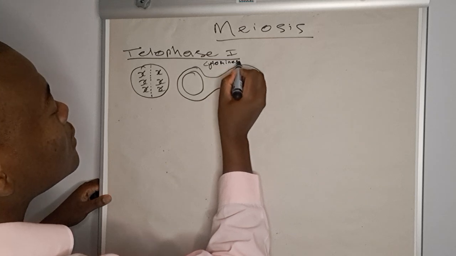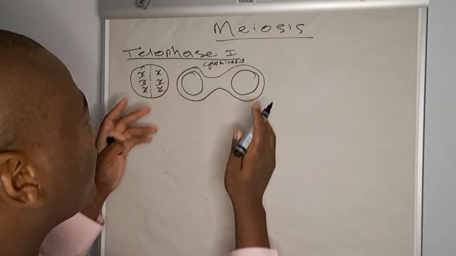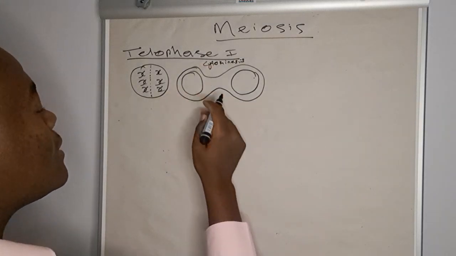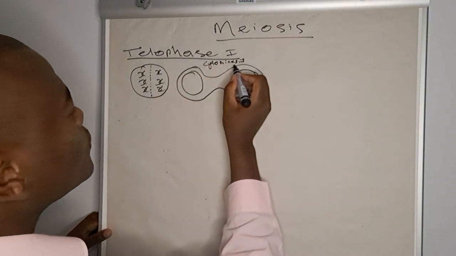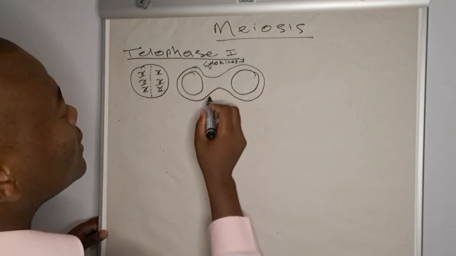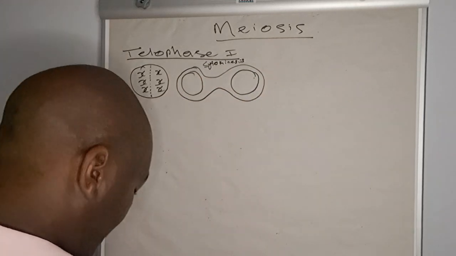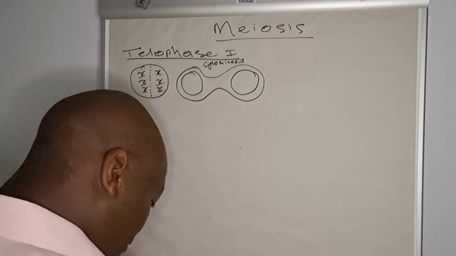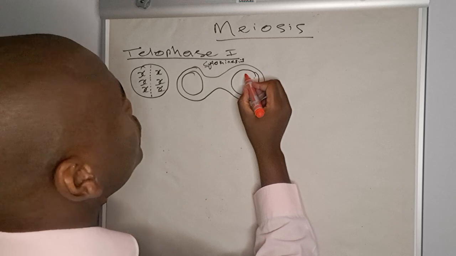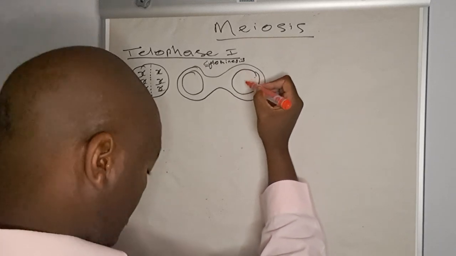cytokinesis, that will divide this one cell into two cells. We call it cyto, which has to do with cell, kinesis has to do with movement. Now we have it like this now. Let me just do it the way we have it. We have it like this now.